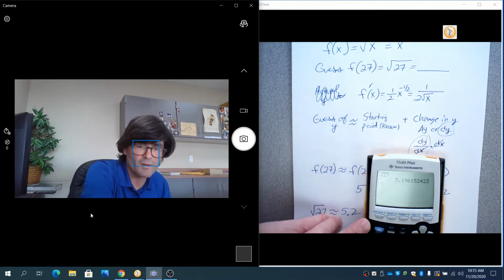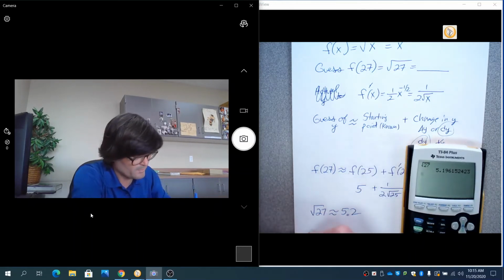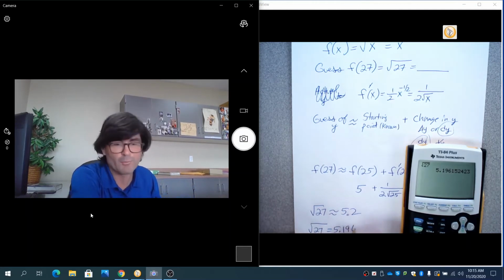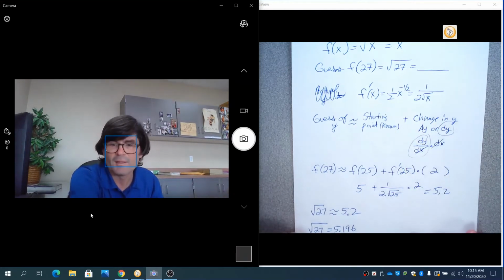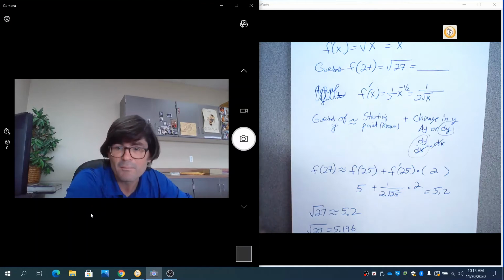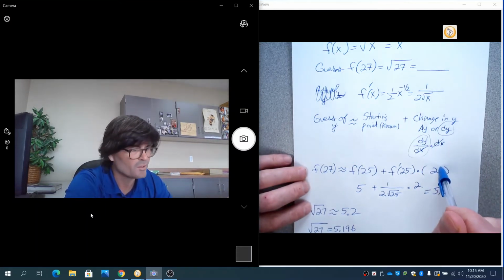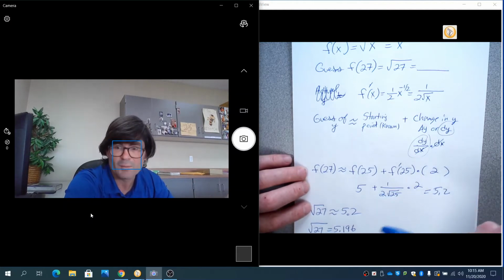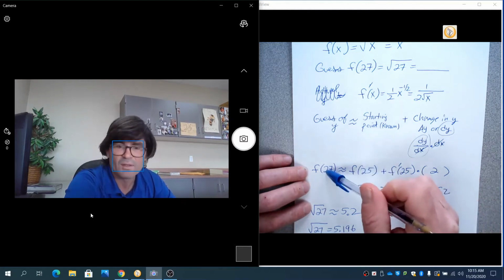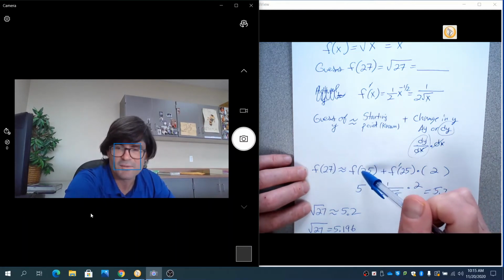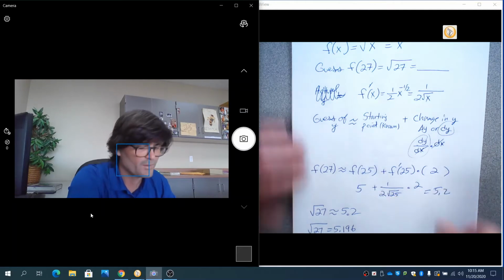Square root of 27, 5.196. We'll round it off to 5.196. So, not bad. If you want to make this better, what you can do is make the step size smaller. The closer you are to the original point, the better your approximation is going to be. And what you can do is do individual steps. So instead of going from 25 to 27, go from 25 to 26, and then go from 26 to 27. So let's do that.